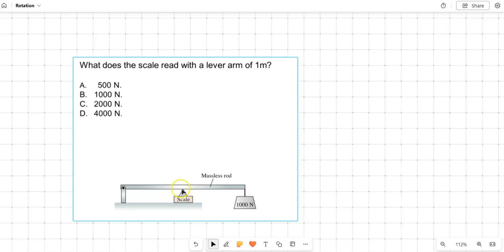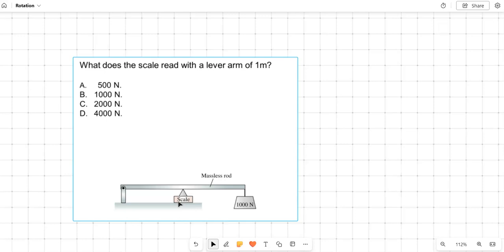The scale is here, and the lever arm and the weight are out here, with the pivot point at this point. So take a moment to try to think about the problem. Here are your choices: 500 newtons, 1,000 newtons, 2,000 newtons, or 4,000 newtons. What would this scale read? So pause the video now.